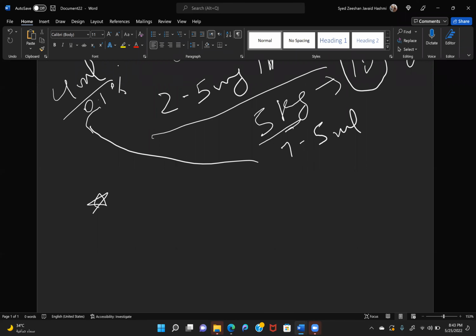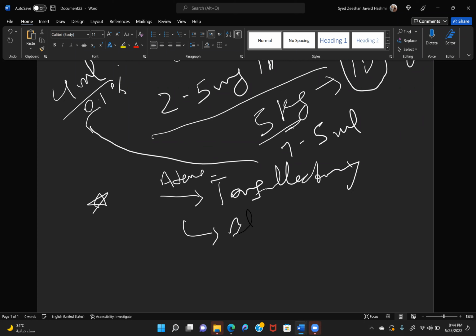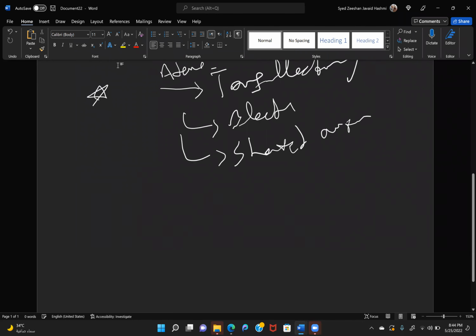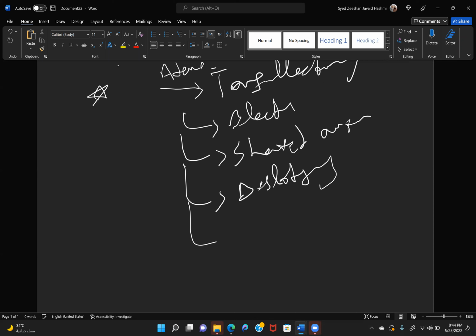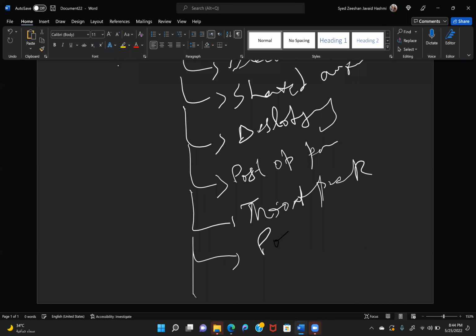If you have any pediatric patient for surgery, a very common one they can ask you about is tonsillectomy. In every other exam they ask about adenotonsillectomy. There are chances of bleeding. There is a shared airway, in addition to all the other changes, and there can be dislodgement of the tube. It is associated with significant post-op pain, there are concerns related to the throat pack, and the patient can have post-op bleeding, re-bleeding. So you have to consider it.